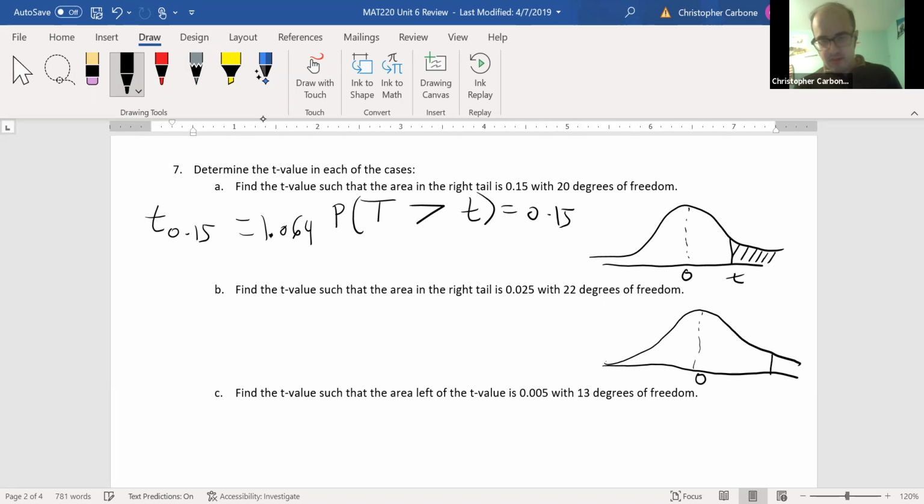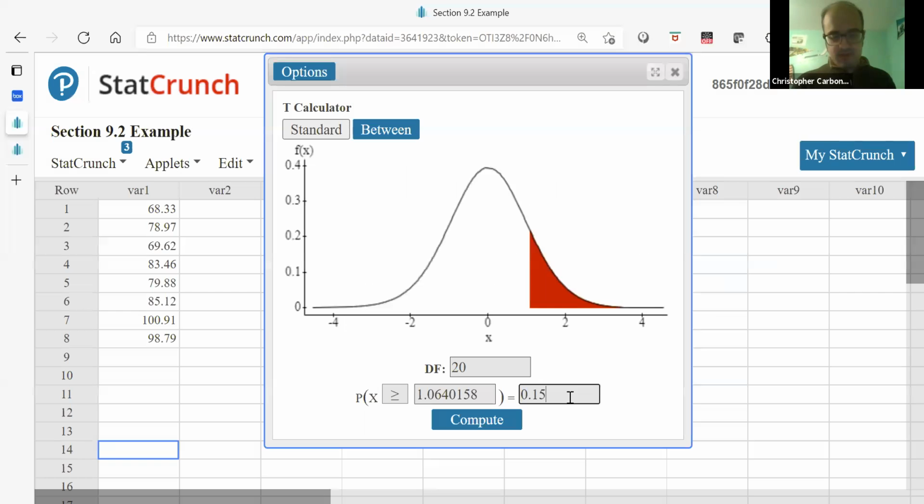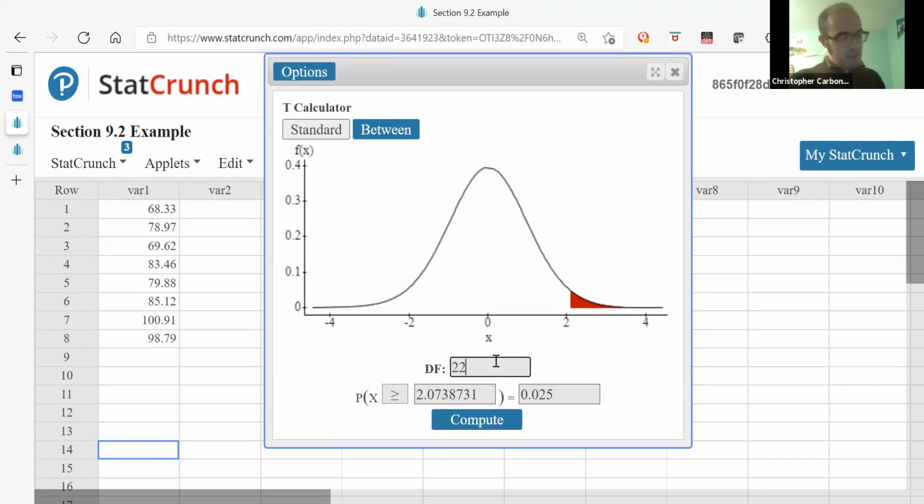This would be over here, the t-score. The area above it is 0.025 or 2.5%. This is t sub 0.025. Probability t-score greater than whatever is equal to 0.025. And that whatever is going to be, we'll put 0.025 here and change our degrees of freedom to 22. That gives us about 2.074.